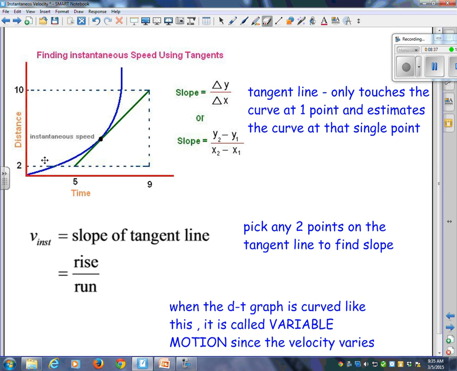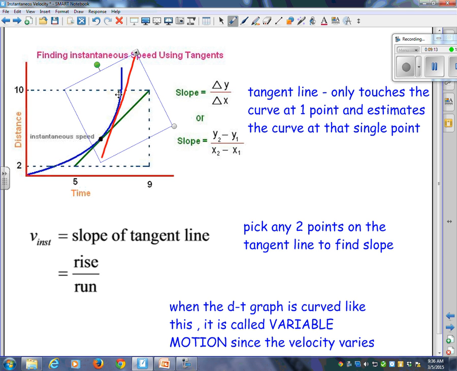Okay? See how we've got a curvy blue line and then you got this straight green line. This straight green line is the tangent line. It only touches the curve at one point and it estimates the curve at that single point. Or approximates, that's what the professors like to say. It approximates the curve. So the slope of that red line there, green line, is the slope right there. Well, what is it up here? Well, it would be steeper, wouldn't it? Right?